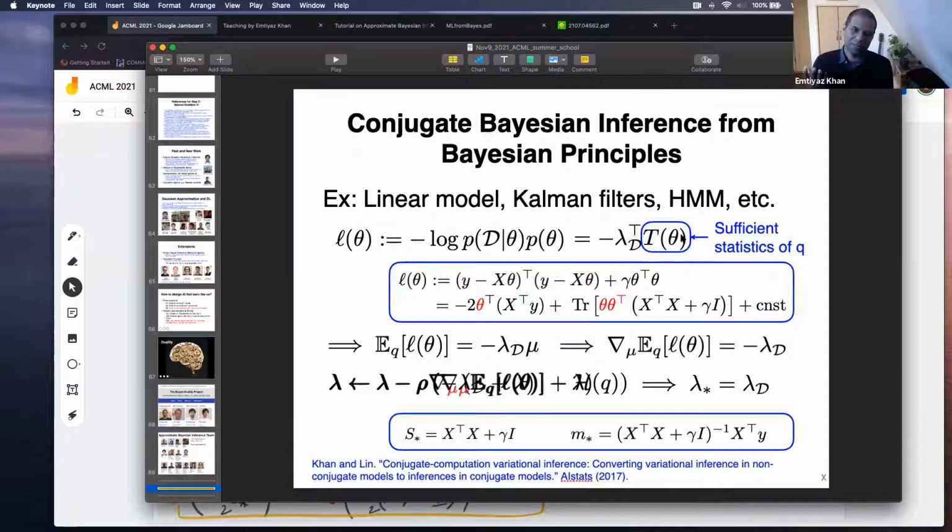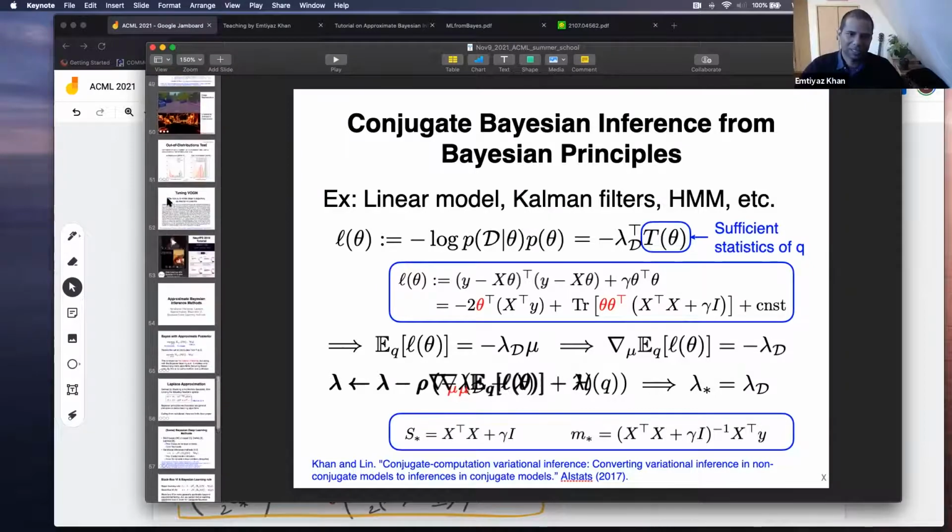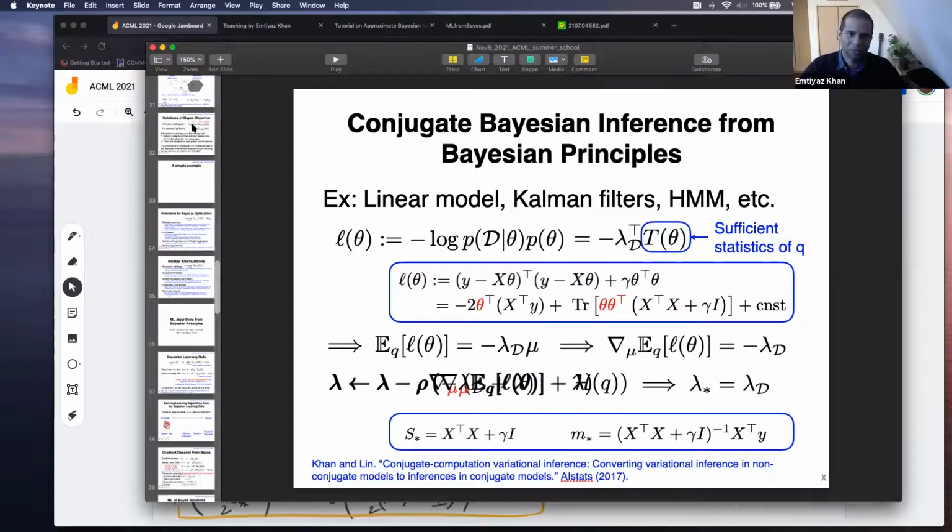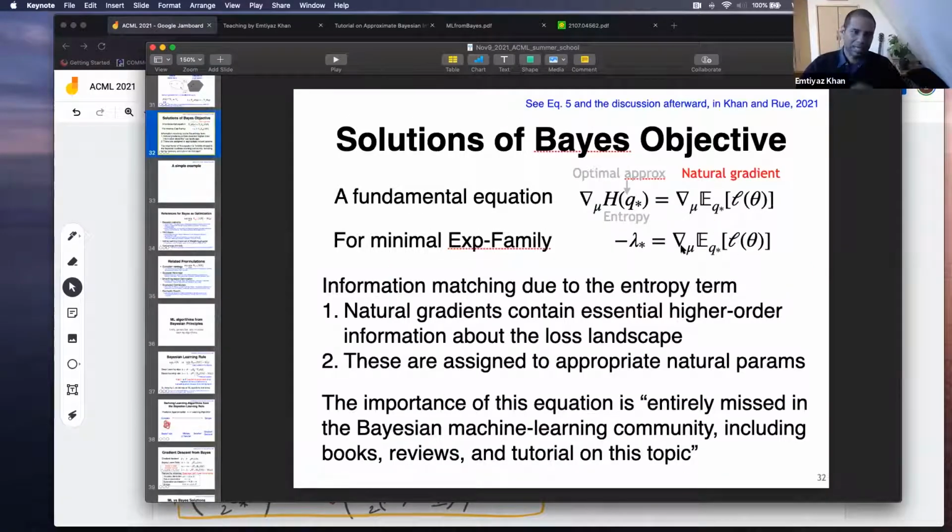So that's why it's conjugate, because Q equals P, and the loss function can be exactly written in terms of the sufficient statistics of the approximate distribution. So it always holds. That's why all of conjugate Bayesian inference can actually be written with the fundamental equation that I wrote. So this equation encapsulates all of conjugate Bayesian inference and more.